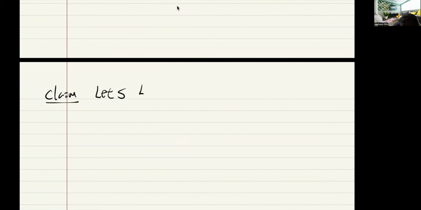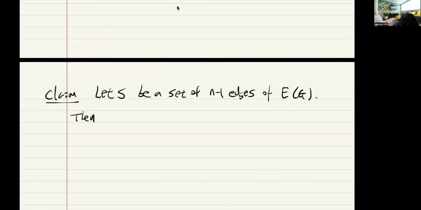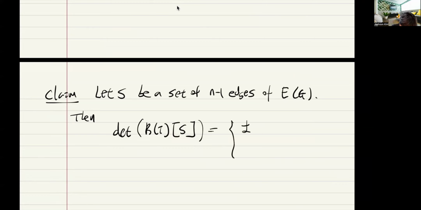So that S is a set of n-1 edges of the edges of G. Then what do you have? Determinant of the B_I, then you just take the columns corresponding to S. So this is either plus or -1 if S is a spanning tree, and 0 otherwise.